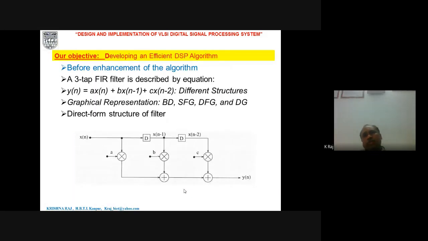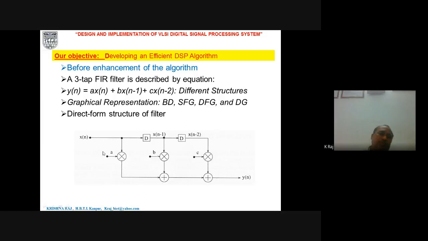Now suppose we are interested in enhancing the performance of any designed algorithm. For example, say we have designed the algorithm of the FIR filter, which is a very simple algorithm, and say it is a 3-tap FIR filter. When we say 3-tap FIR filter, it means 3 taps of the signal take place here: this is first, second, and third. So here the order will be second, and this is represented mathematically as y[n] = a x[n] + b x[n-1] + c x[n-2], where x[n] is the input and y[n] is the output here.